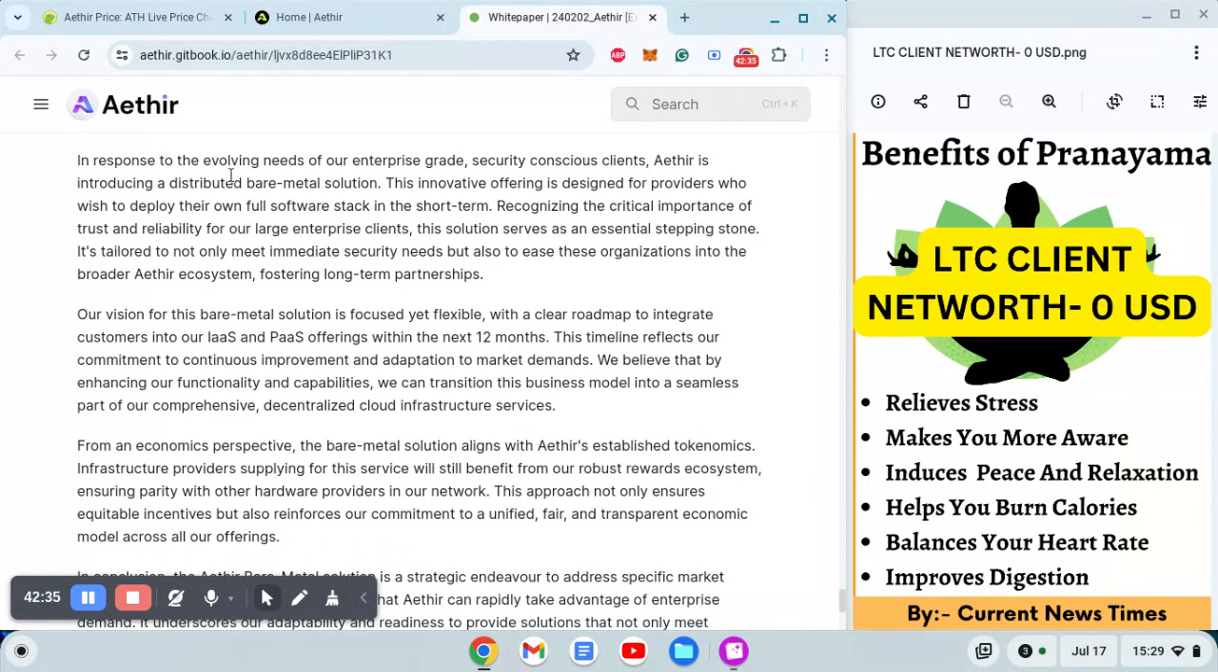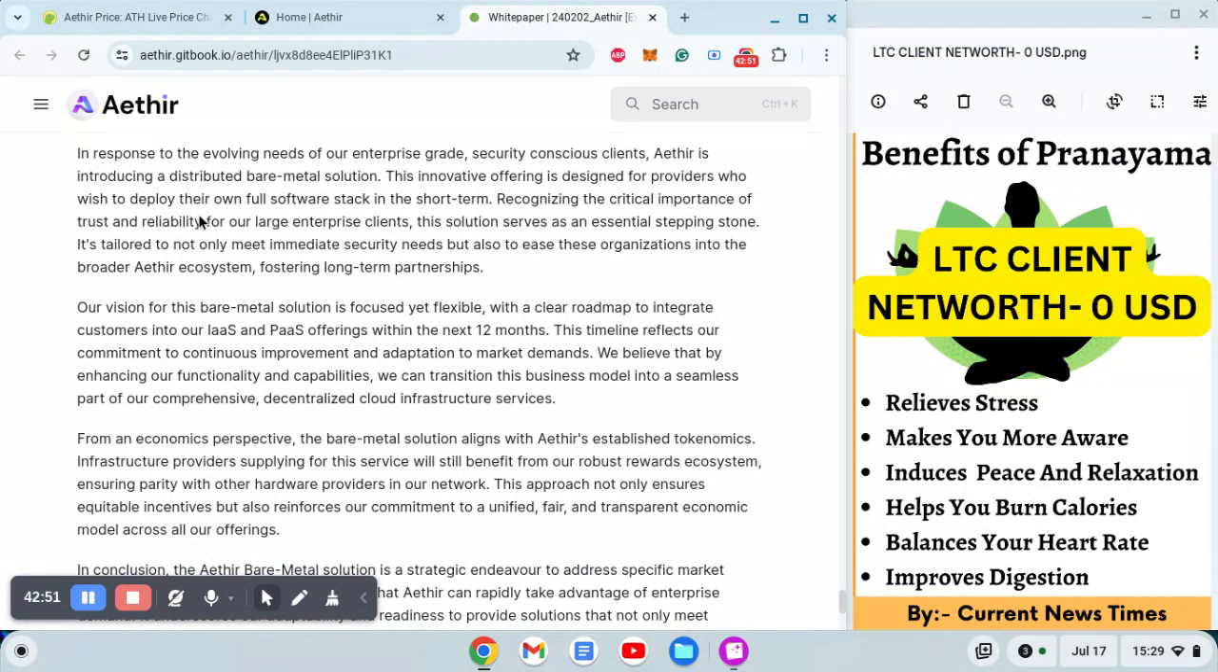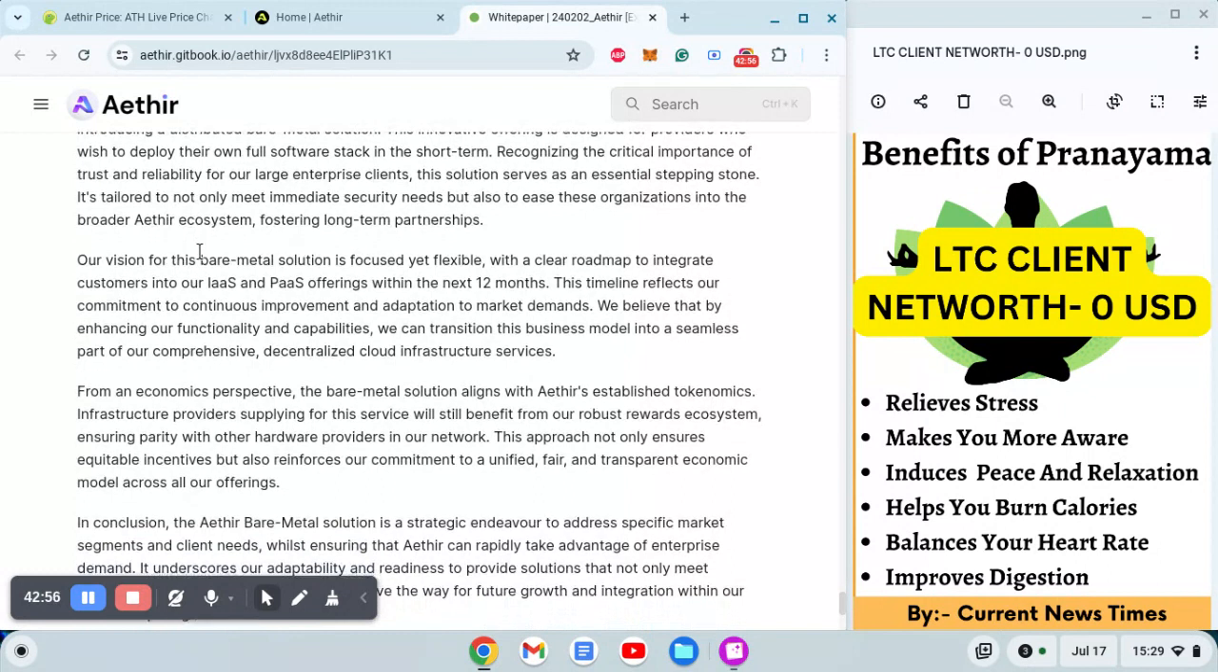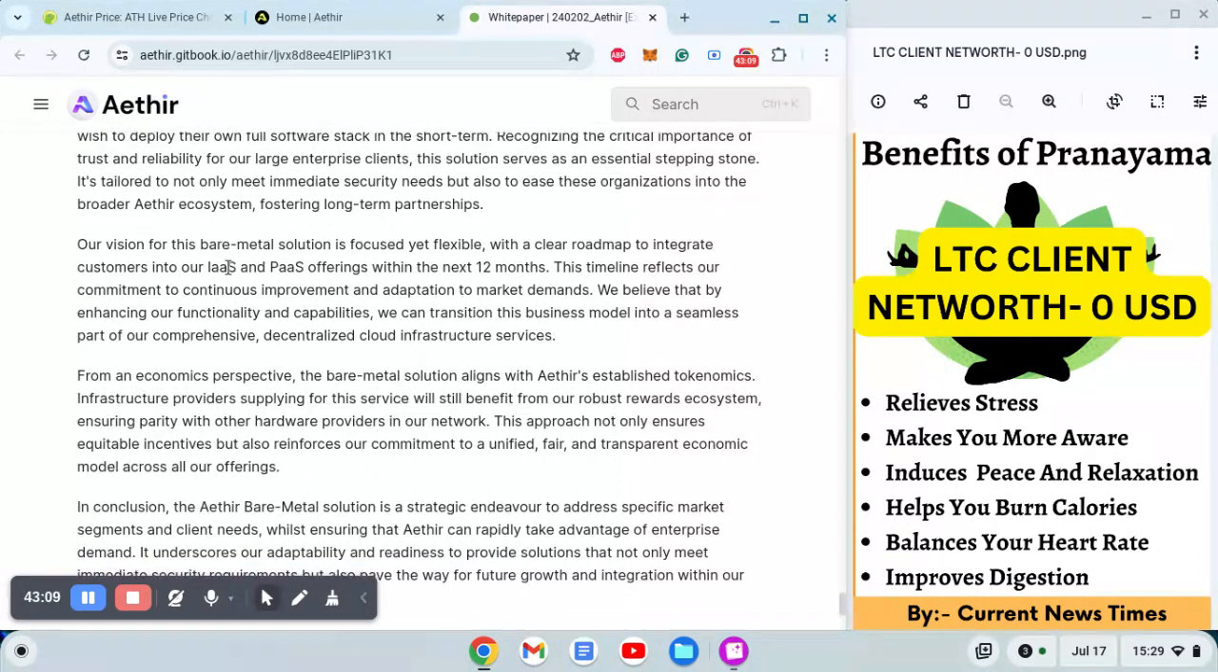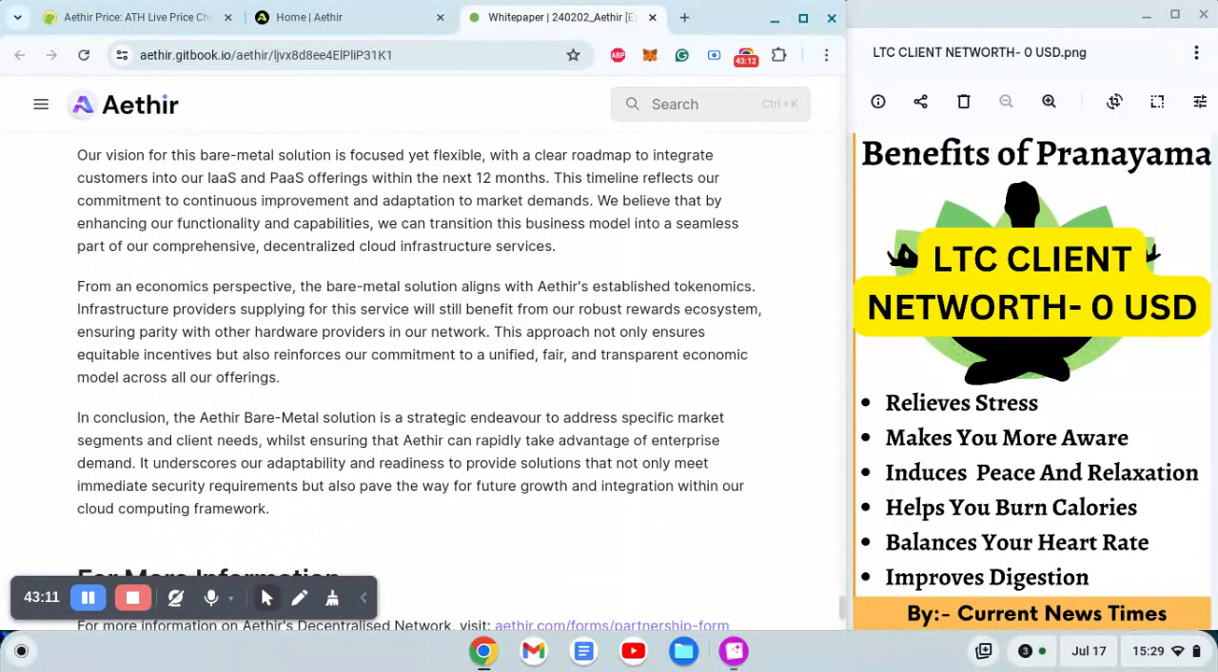In response to the evolving needs of our enterprise grade security conscious clients, Aether is introducing a distributed bare metal solution. This innovative offering is designed for providers who wish to deploy their own full software stack in the short term, recognizing the critical importance of trust and reliability for our large enterprise clients. This solution serves as an essential stepping stone. It's tailored to not only meet immediate security needs but also to ease these organizations into the broader Aether ecosystem, fostering long term partnership.